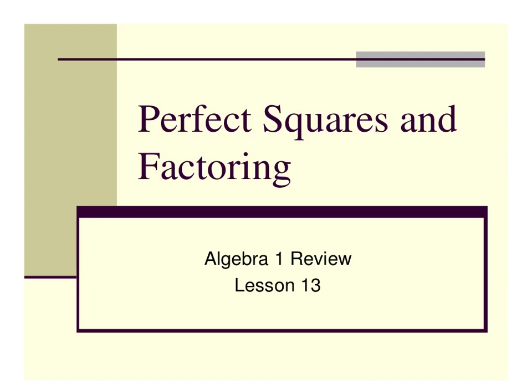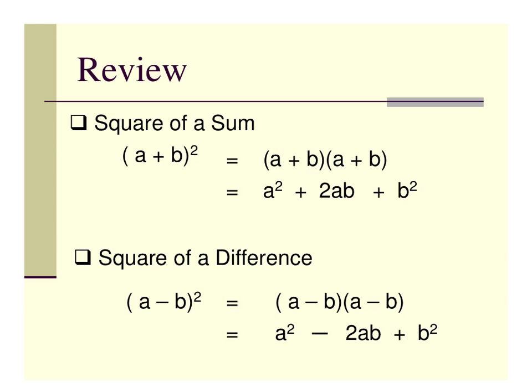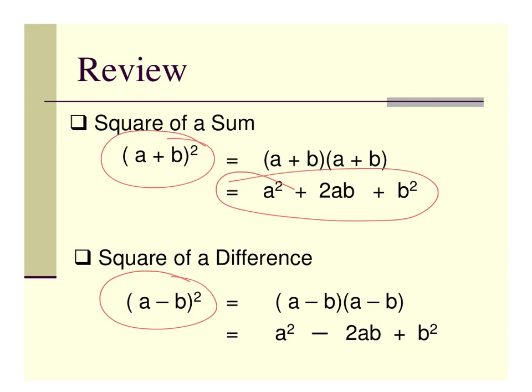Alright, final video, and it is factoring perfect square trinomials. We multiplied them earlier, and now we're going to factor them. This is just a real review. Remember what the square of a sum looked like? So this is the square of a sum, and this is what we did. This is the square of a difference, and this was our shortcut and what we did. And now we're going to start here and work our way backwards.